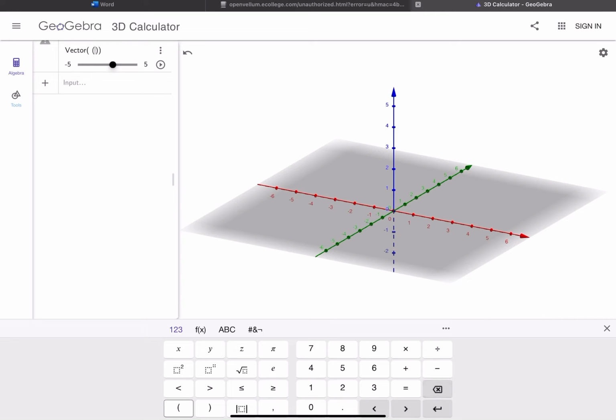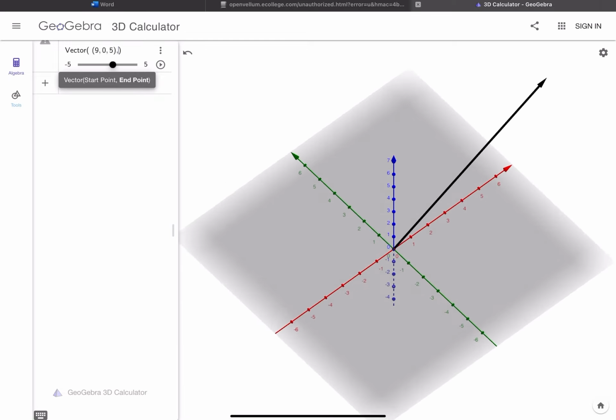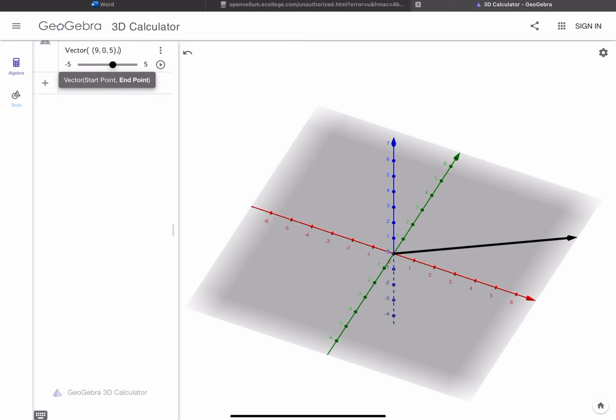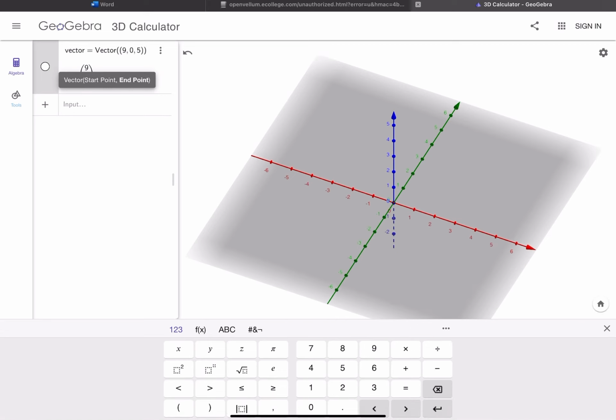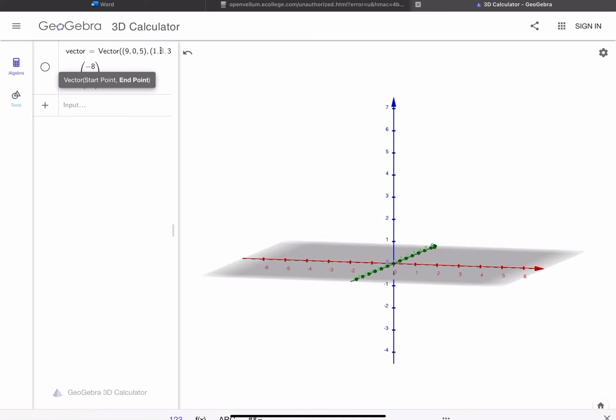All right, so let's open this up. Now we have the point 9, 0, 5. Close out those parentheses. That's our start point. You can see right now it draws a vector from the origin out to the point 9, 0, 5. Now we want to change this so that we actually have 2 points. The other point was, I believe, 1, 8, 3. Close parentheses and press enter.